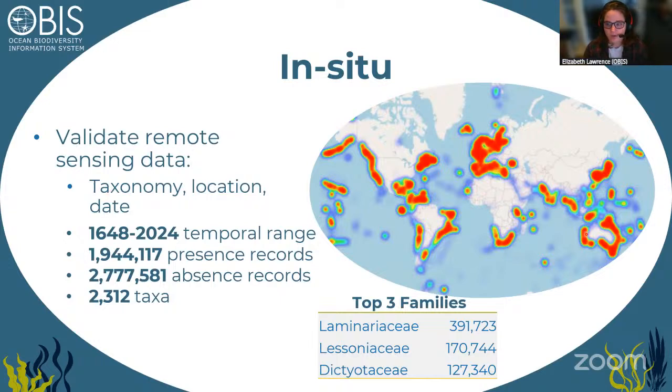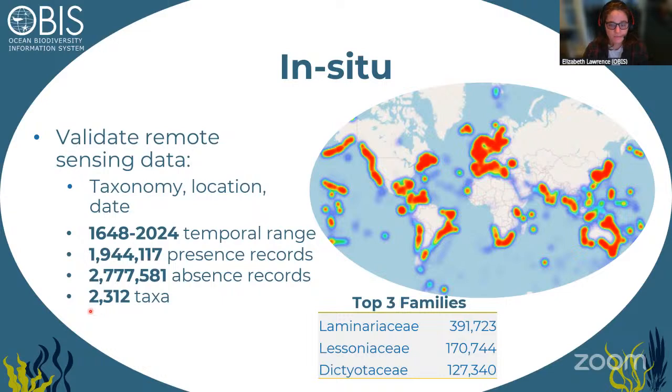And so here I'm showing a snapshot of all macroalgae and seagrass data in OBIS. And this data comes between 1648 and 2024. So we have a lot of historical records as well. And this map is almost 200 million presence records of macroalgae and seagrass. Not shown in this map, but also available in OBIS, there's almost 2.7 million absence records. So there are presence and absence records available in OBIS.